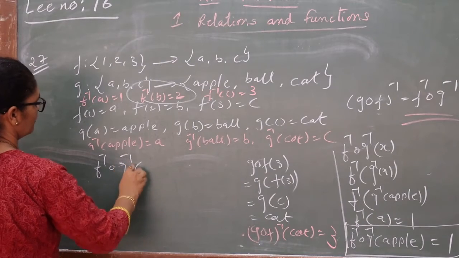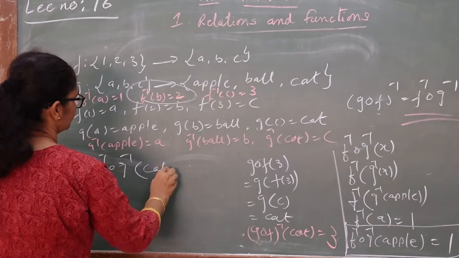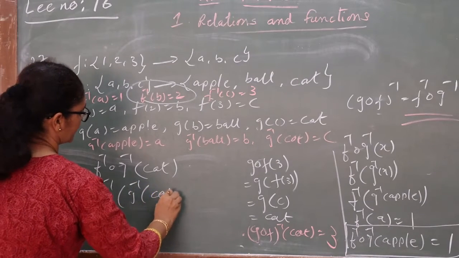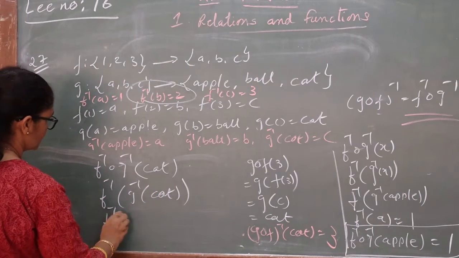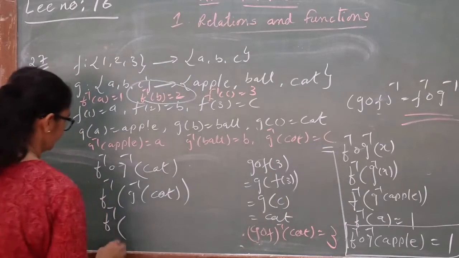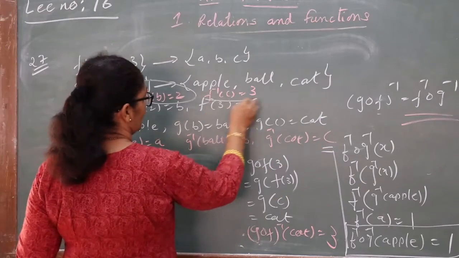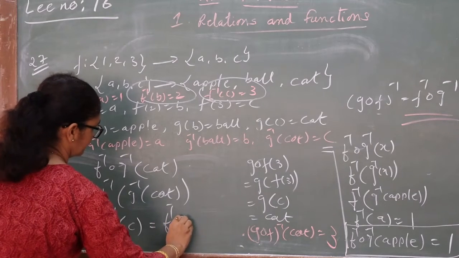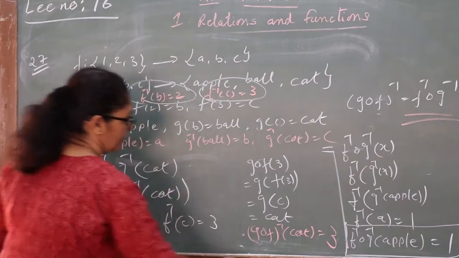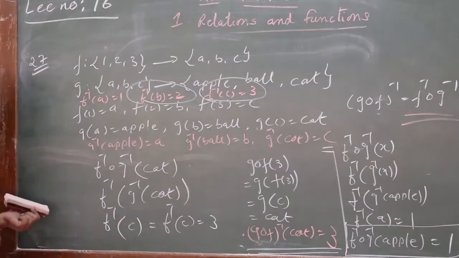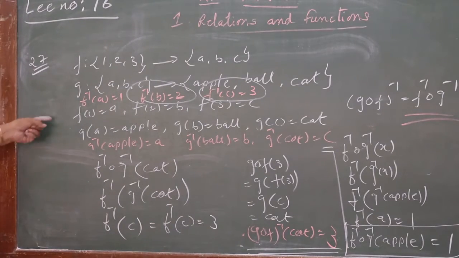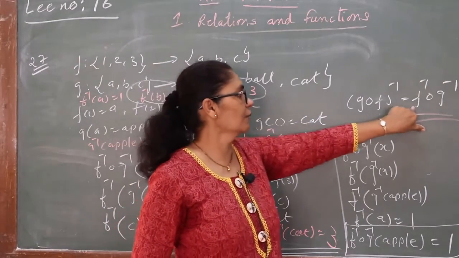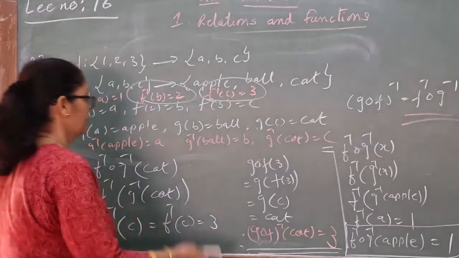F inverse over G inverse of the third one, cat. So F inverse G inverse cat, what is it? G inverse cat is C, and F inverse C will be 3. Check it. Here also for cat we get 3. So from this we have derived the result that G over F inverse equal to F inverse over G inverse.